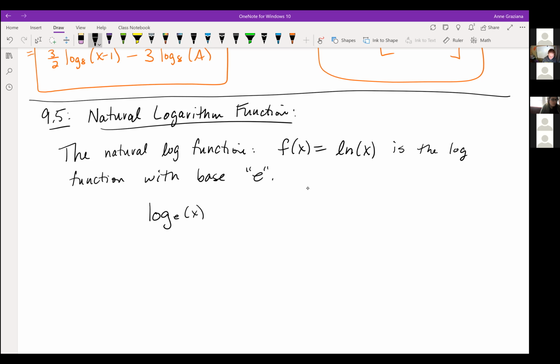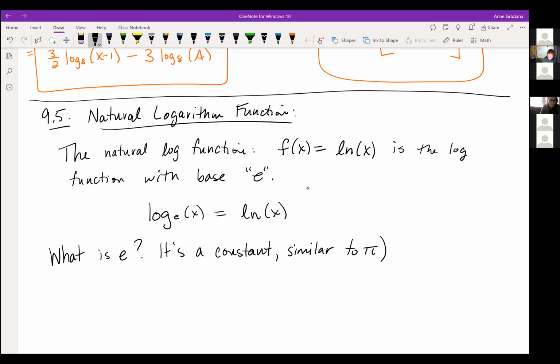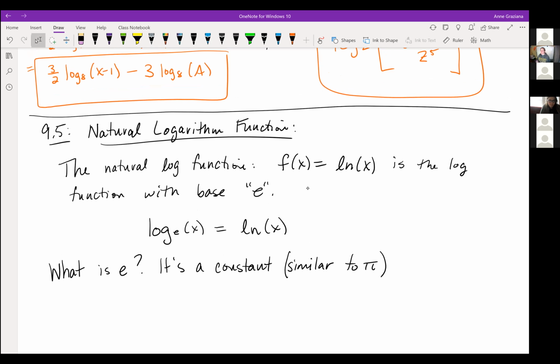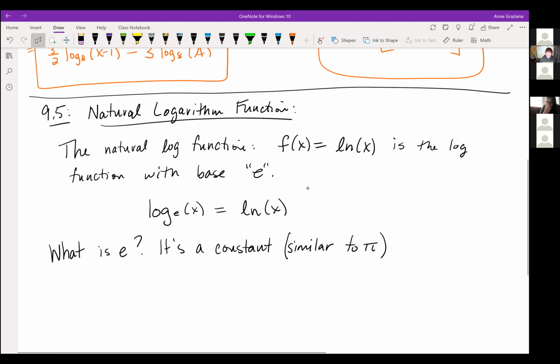We don't write it like that. We write it as natural log of x, and that's the notation. It's just understood that this is a logarithm with base e. So what is e? It's just a constant, similar to pi, because it has a decimal that never ends and never repeats.